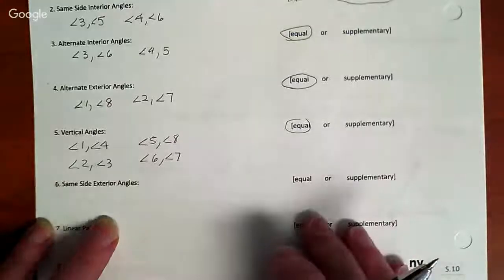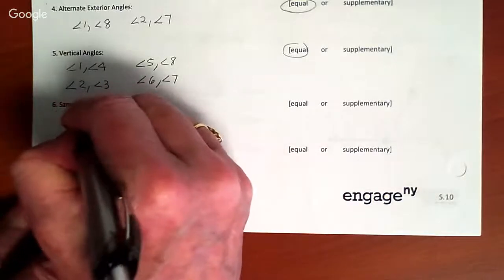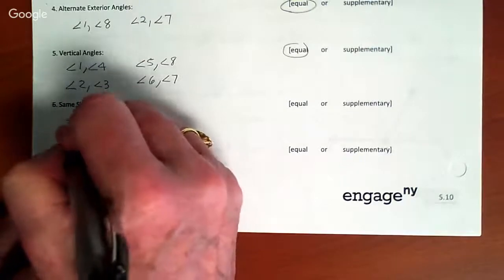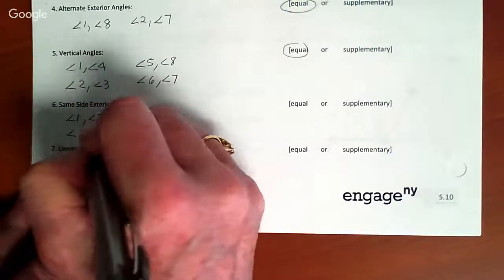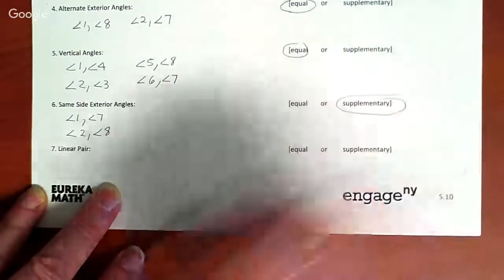Our same side exterior angles would be angle 1 and angle 7, angle 2 and angle 8. And they are supplementary.